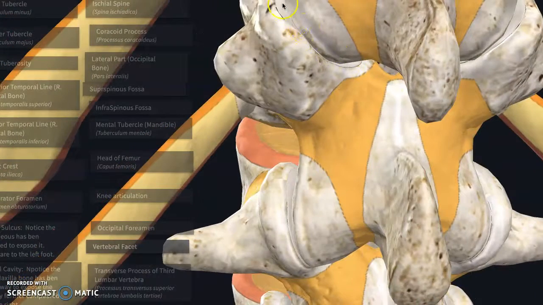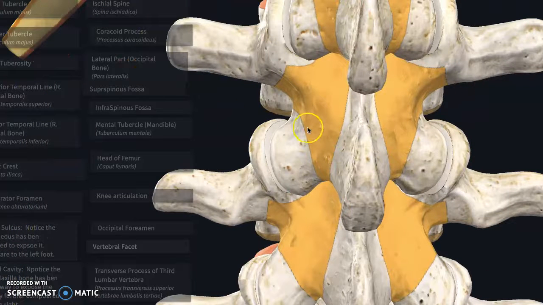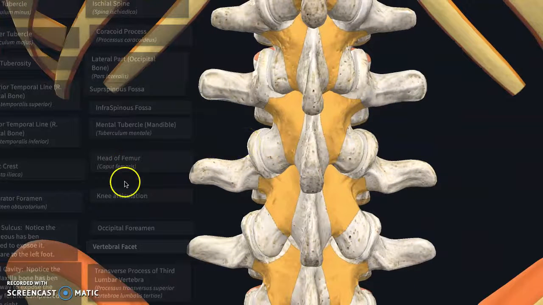Same thing moving up. So here's another facet joint. And you can see for where each vertebrae meets, it forms a facet. So you have top and bottom facets on both vertebrae. So each vertebrae itself has 4 facets that form 4 joints. So facet joints. And then the last one, transverse process.